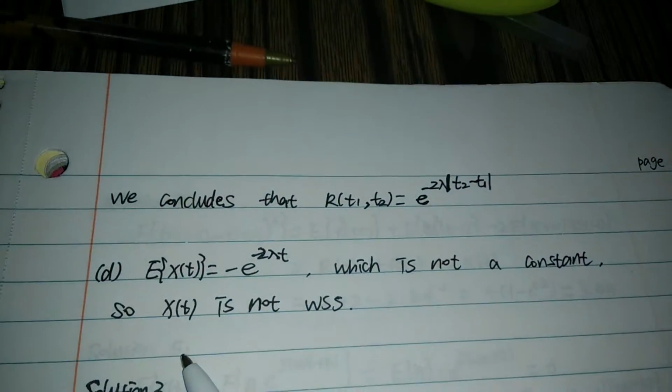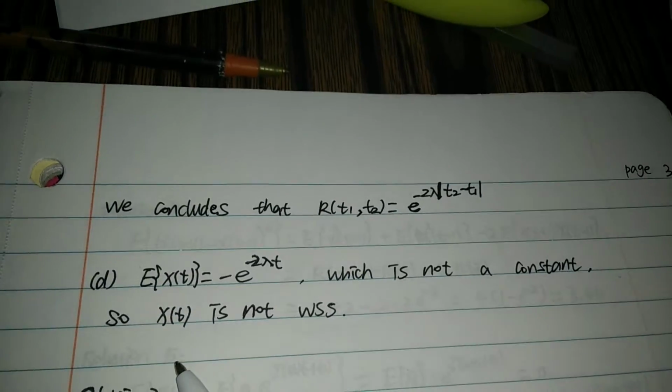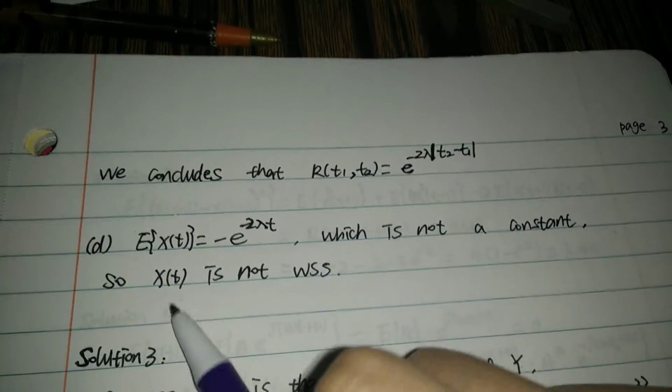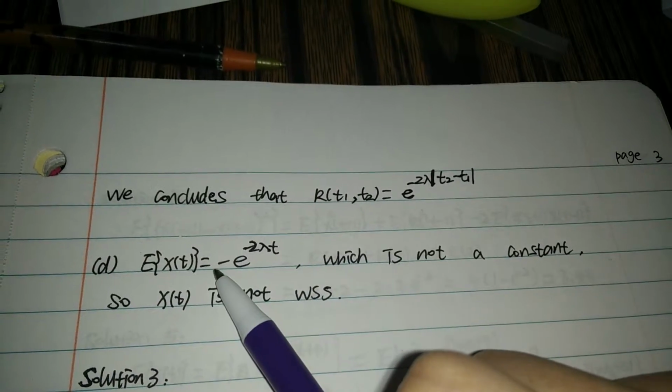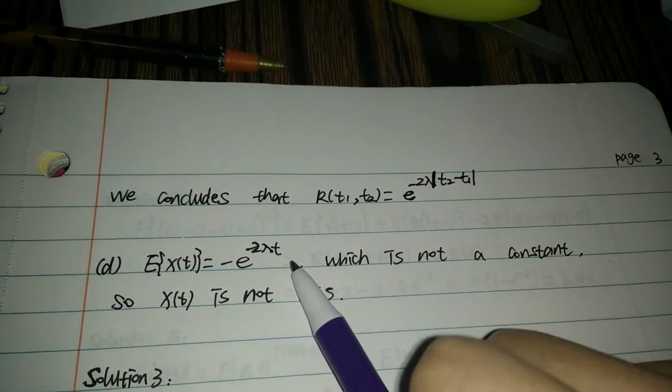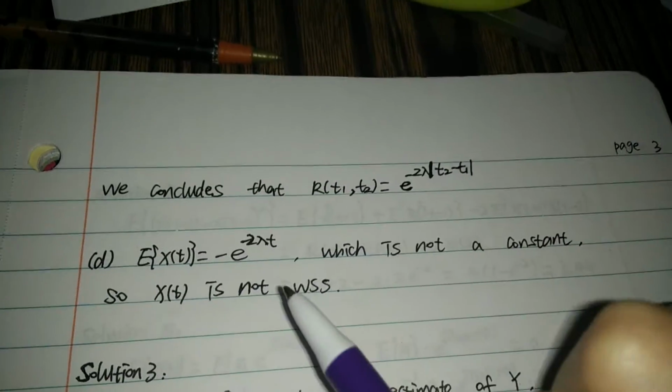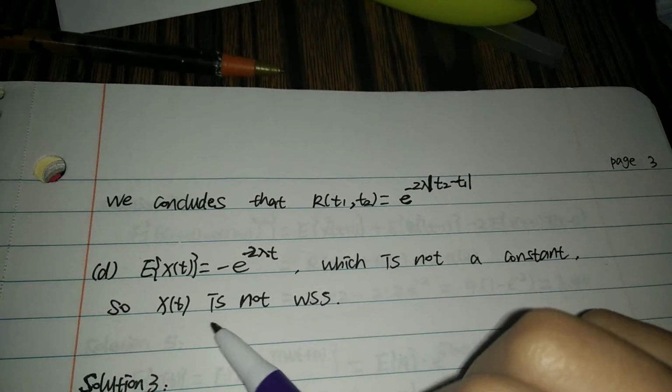For question D, we need to find if x of t is WSS. Because we know the expected value of x of t equals minus e to power minus 2 lambda t, which is not a constant, we can easily get that x of t is not WSS.